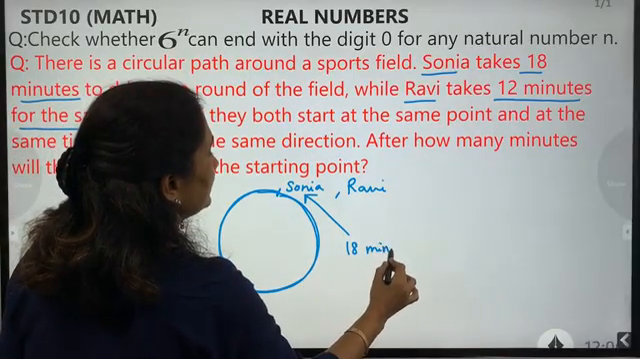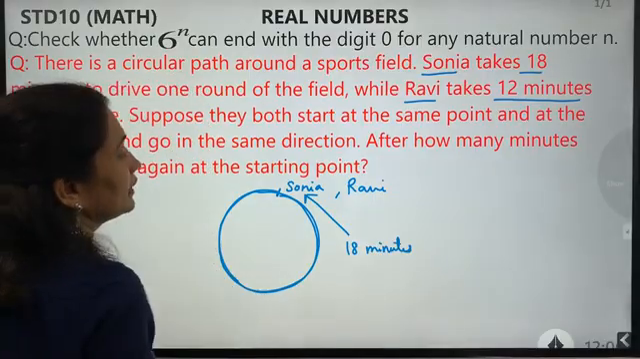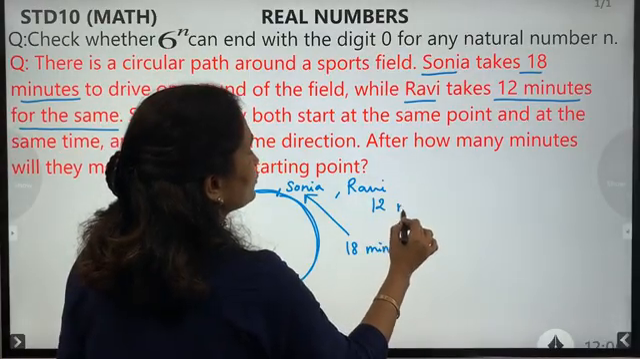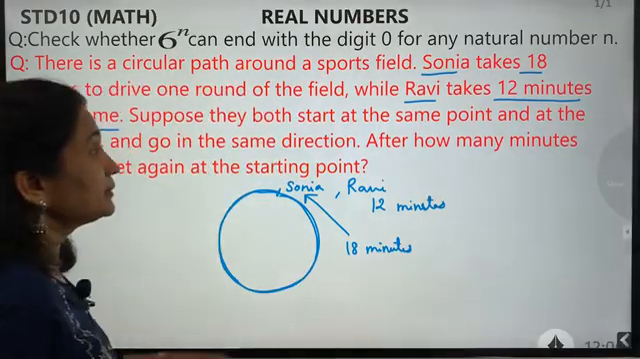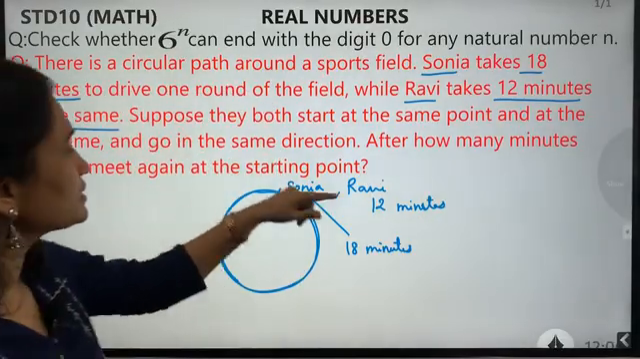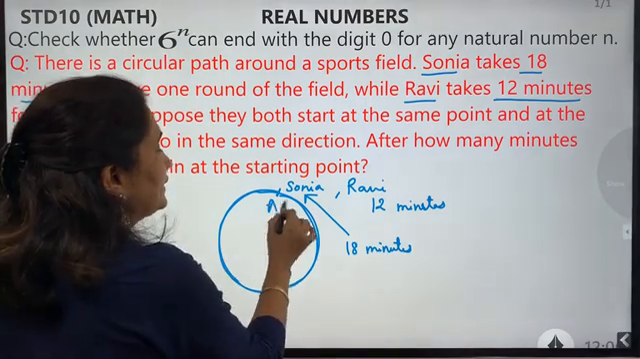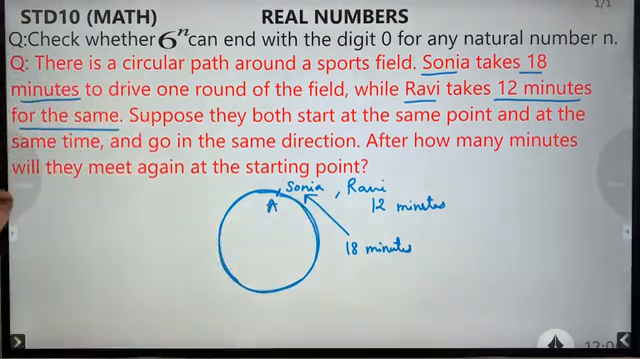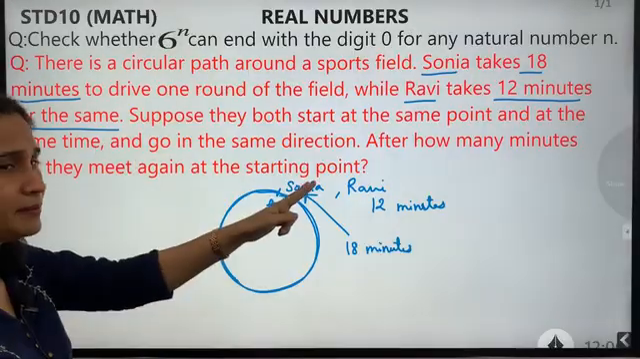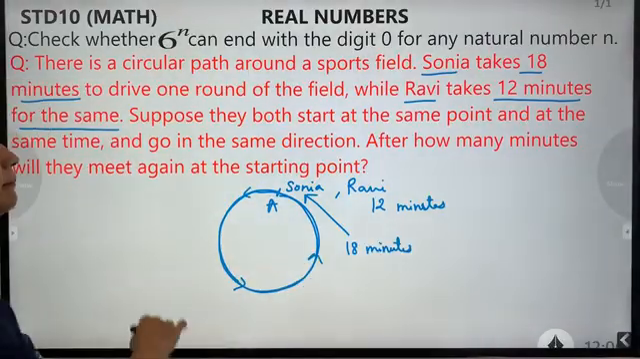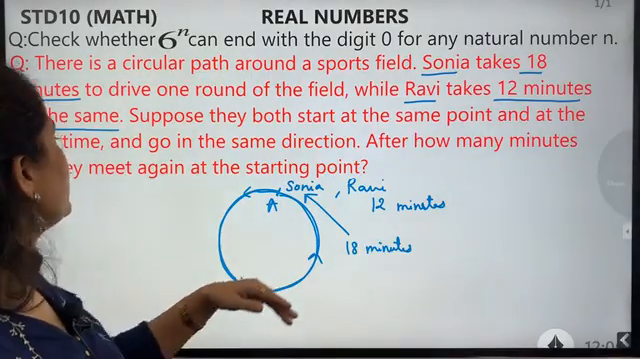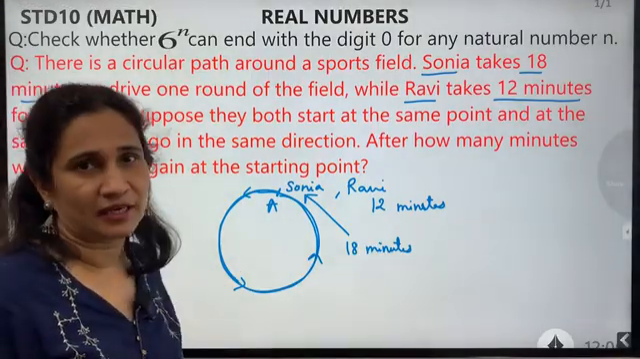She is taking 18 minutes, whereas Ravi is taking 12 minutes. That is the only difference. But the thing is, they are saying suppose they both start at the same point, that is this point A, at the same time, and go in the same direction. They go around and come back. But they are asking after how many minutes will they meet again at the starting point.